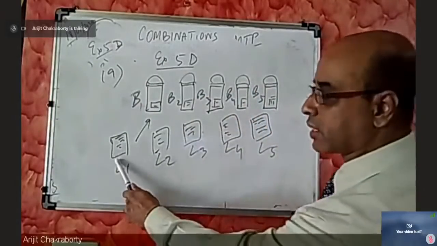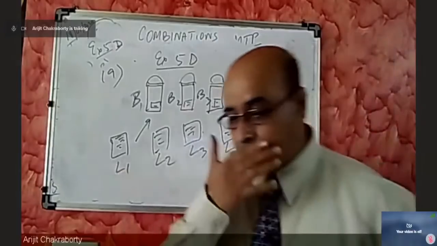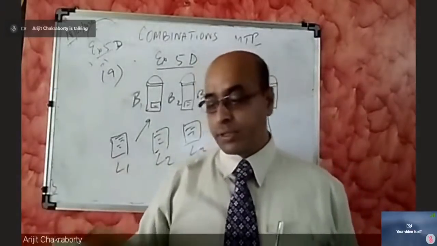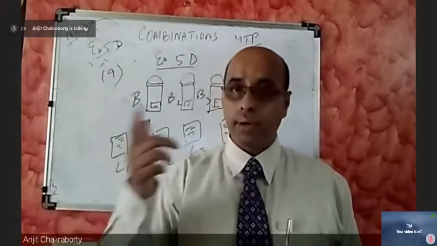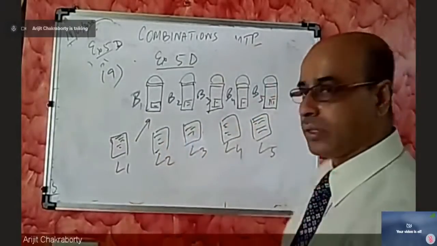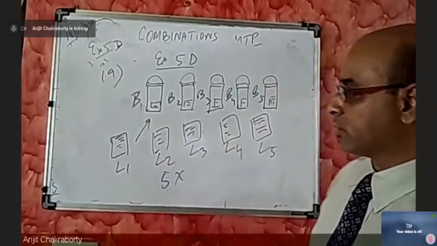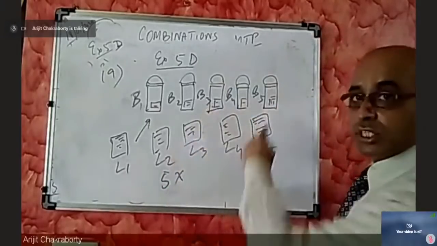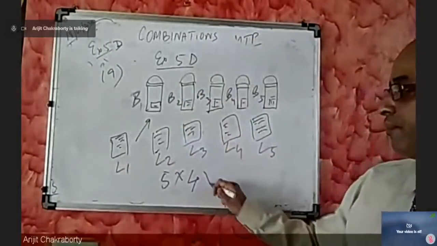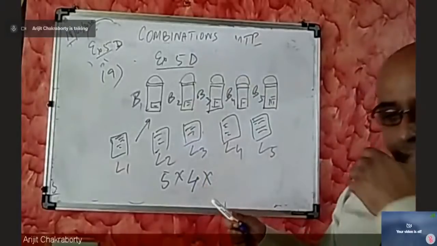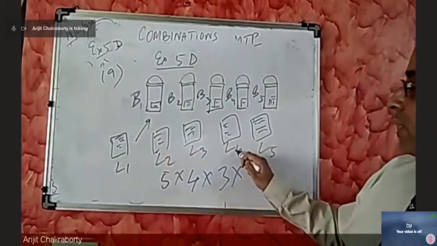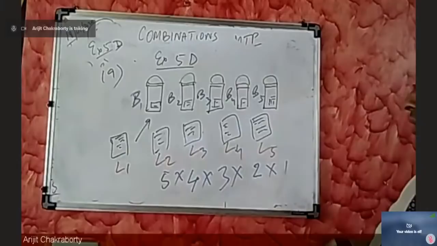So the question is the number of ways the letters can be dropped into the boxes, so that you have at least one letter in each box. The first letter can go into 5 boxes, so we write 5 into. The second letter can go in 4 boxes because there should be at least one letter in each box, right? So you have 5 into 4. Then the third letter can be kept in 3 ways. The 4th one can go in 2 letter boxes and the last one in 1.